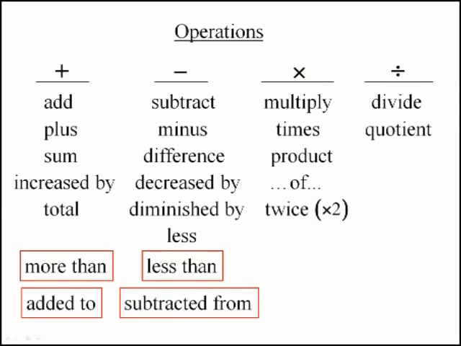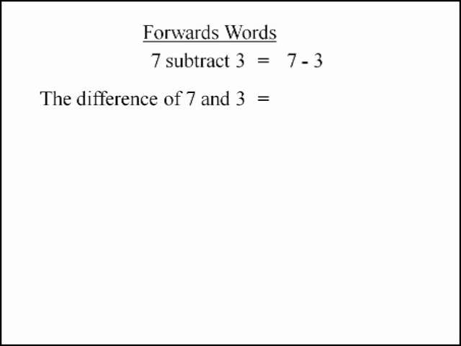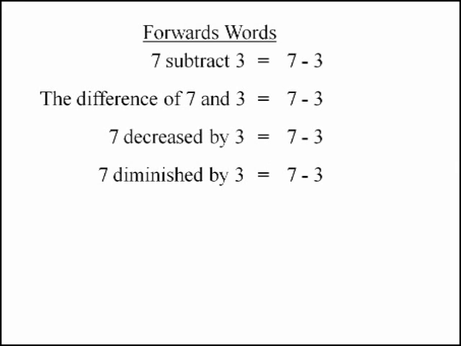Now let's take a look at those words on the bottom: more than, added to, less than, and subtracted from. Most of these phrases can be expressed just as they appear, forwards. In other words, 7 subtract 3 means literally 7 minus 3. The difference of 7 and 3 also means 7 minus 3. 7 decreased by 3, 7 minus 3. 7 diminished by 3, also the same. 7 less 3, 7 minus 3. The first number comes first, the second number comes second.